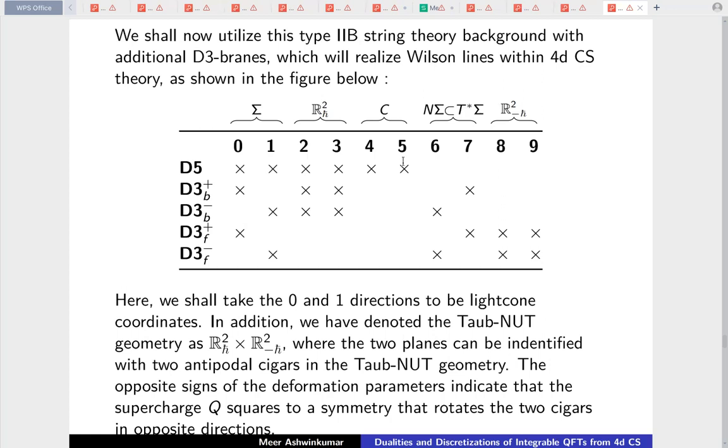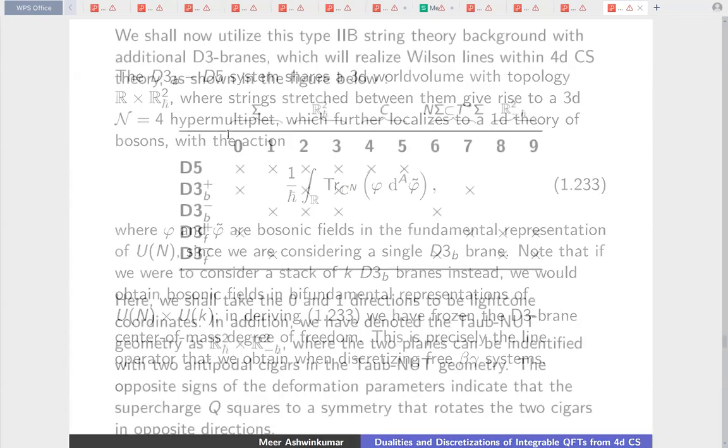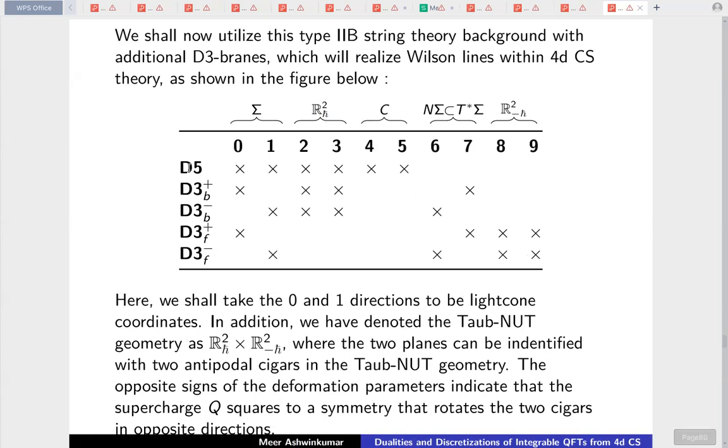But the crucial point is that both types of line operators we saw earlier, the bosonic and fermionic ones, can be realized from the perspective of string theory. And this is quite a direct derivation. And the point is that now we have these line defects arising from these 3D N=4 theories at the intersection of the D3 and D5 brane.